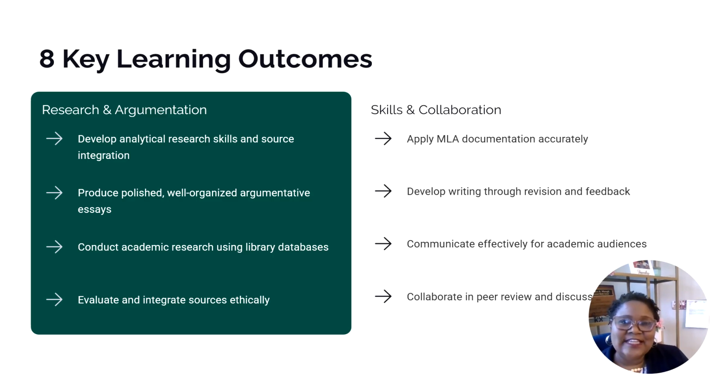The syllabus lists 8 official learning outcomes for this course. I want to walk you through them because they tell you exactly what you're expected to do by December. On the research and argumentation side, as you can see, you will need to be able to show evidence that you can do analytical research. Also, that you are producing polished, well organized, argumentative essays. That means they obviously have gone through a revision and editing process a few times.